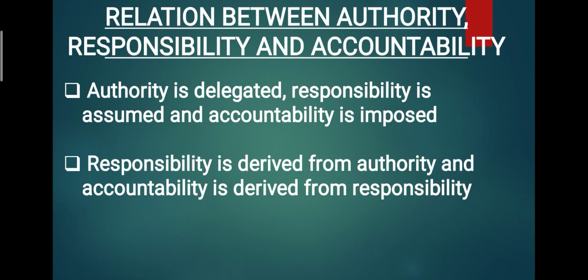Then comes the relationship between authority, responsibility and accountability. First, authority is delegated. Authority आप delegate करते हो. Responsibility assume की जाती है and answerability imposed की जाती है. अगर आपको work मिल गया तो you are answerable. आपको थोपी जाती है. Now you are answerable, right? Then responsibility is derived from authority, accountability is derived from responsibility. This is the relation between these three terms.